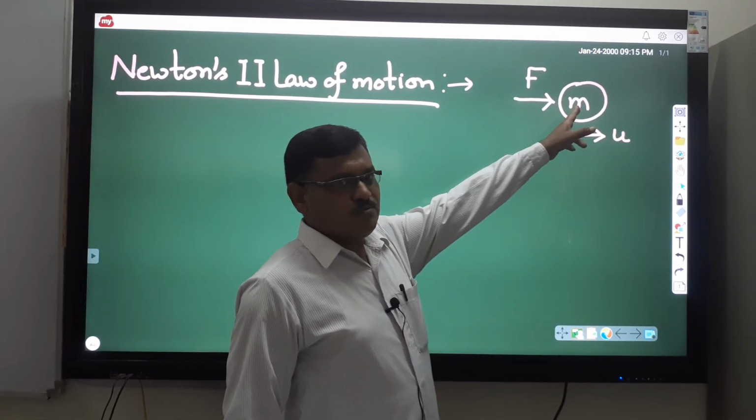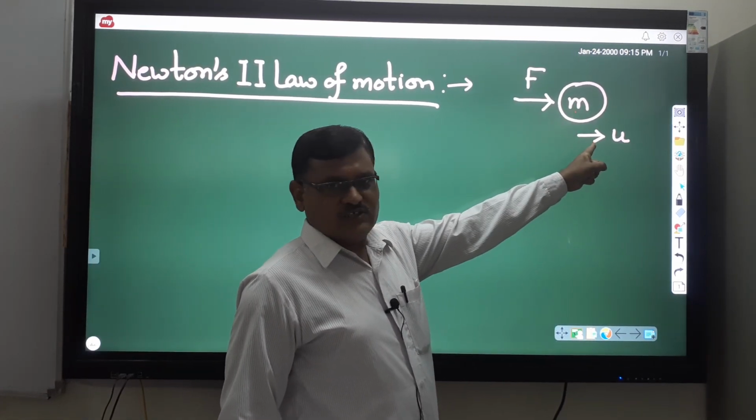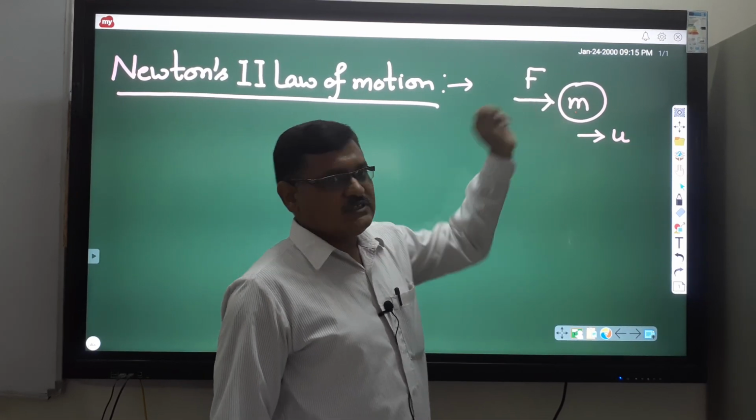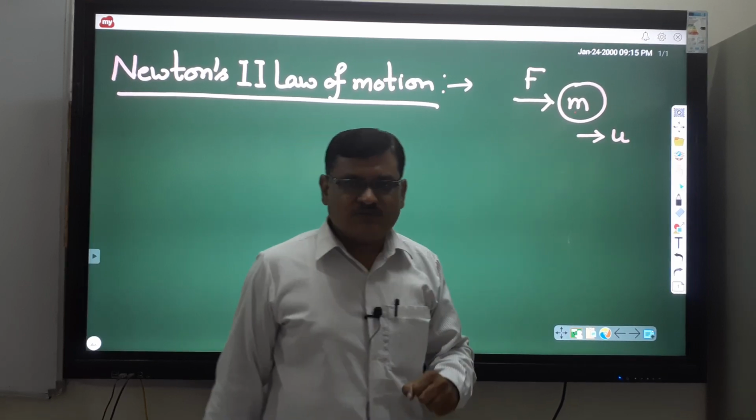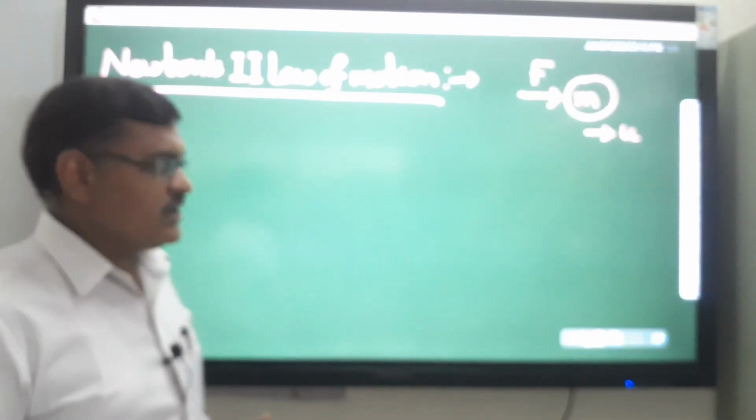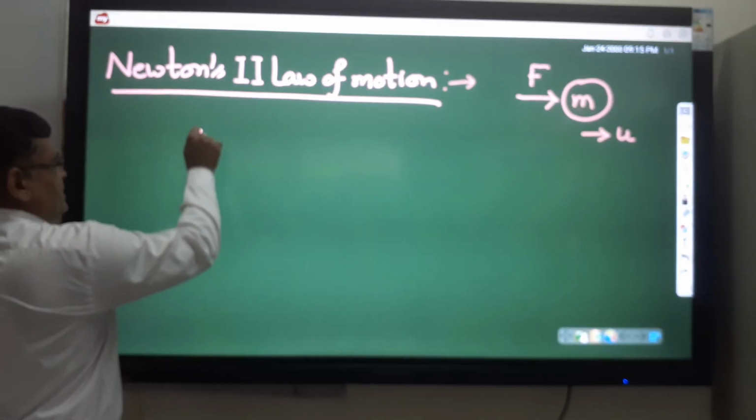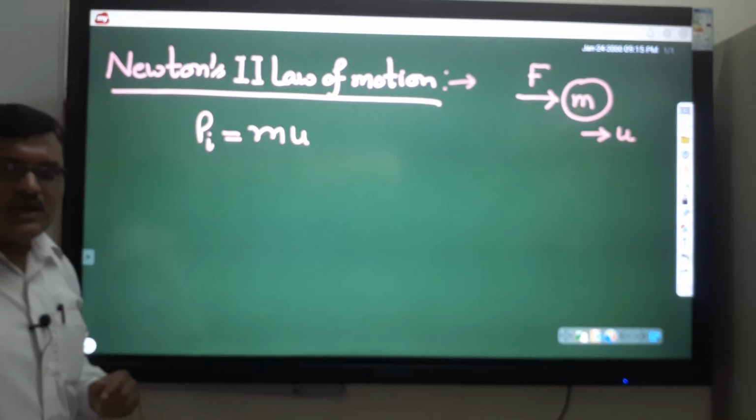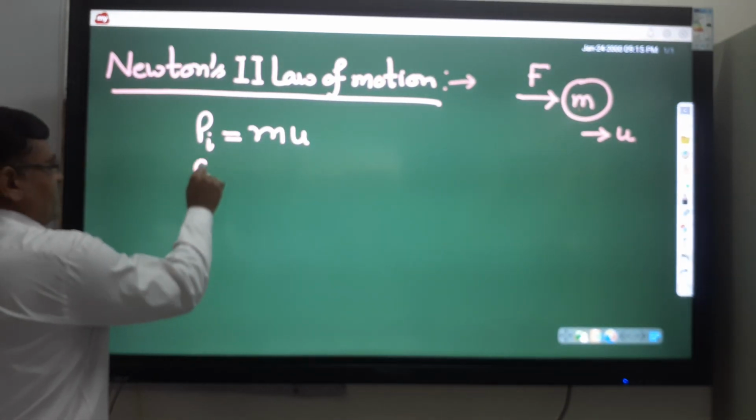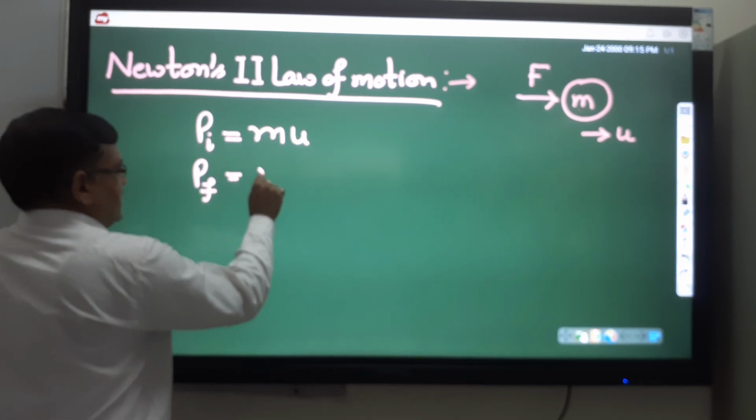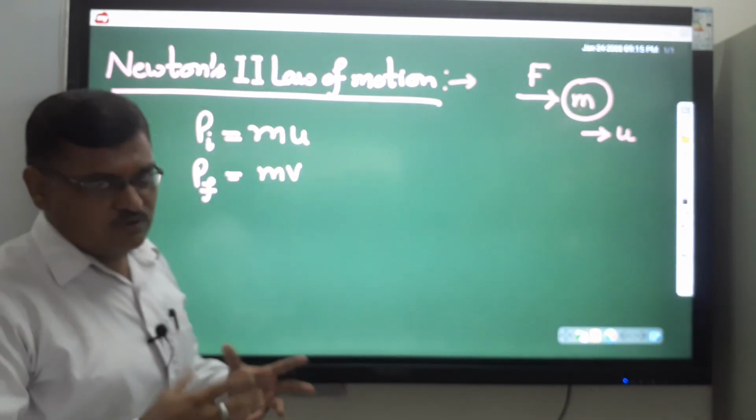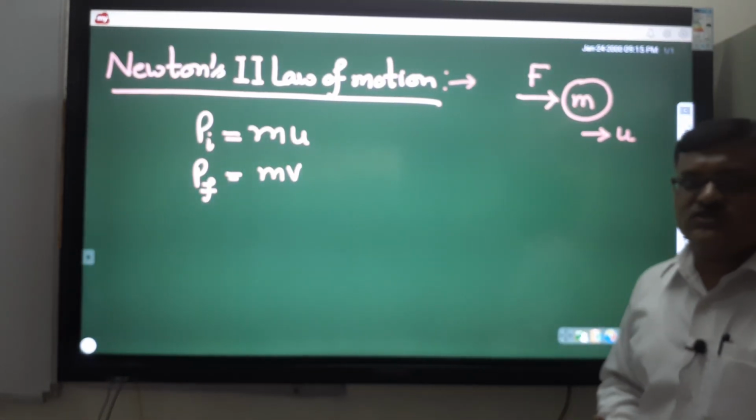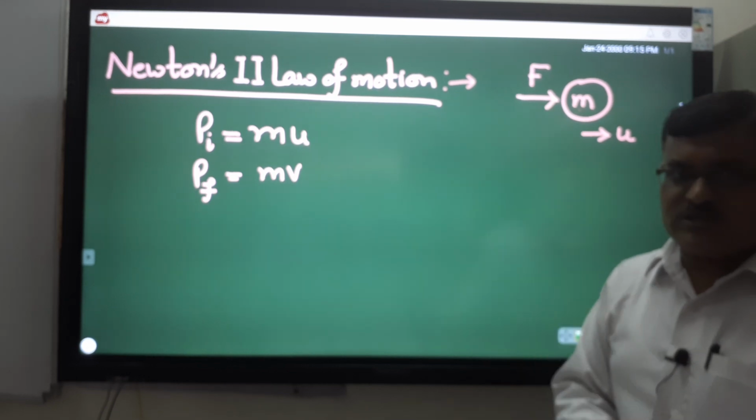Suppose we have an object of mass m which is moving with initial velocity u. So, it has some momentum, and if force is applied, there may be a change in velocity. So, let the final velocity be v. Initial momentum is written as mu, and after the application of force, the final momentum is written as mv. Now, if force is applied, there is a change in momentum, but the rate by which momentum has changed depends on the force. This is Newton's second law.